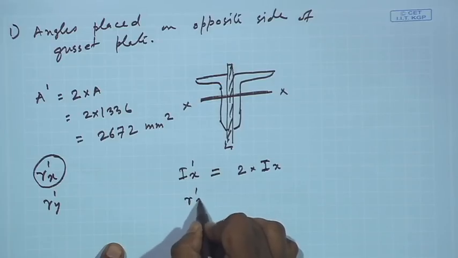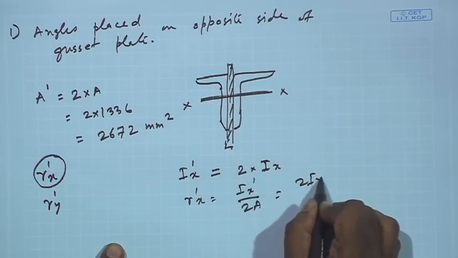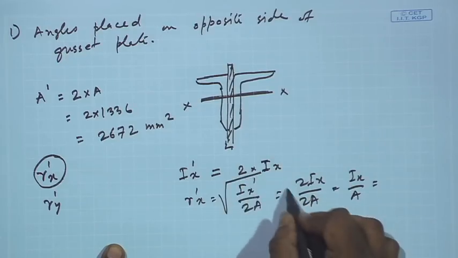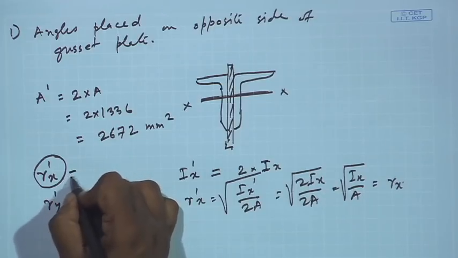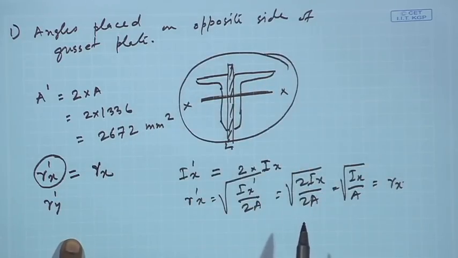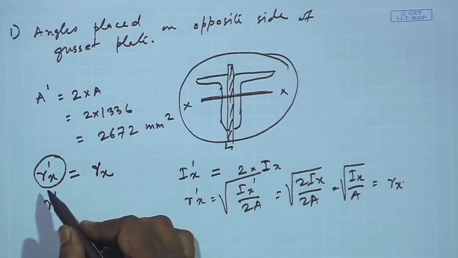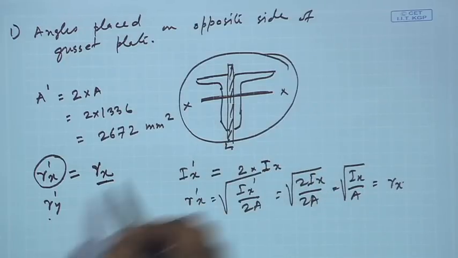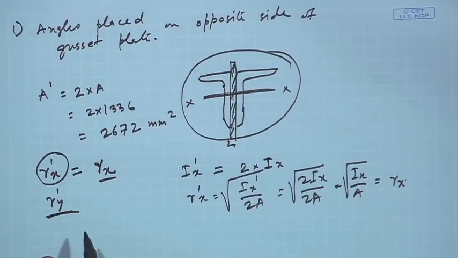So, I can find out r dash x as I x dash by 2 a. So, 2 I x by 2 a, that means I x by a, this will be square root of this. So, root over I x by a, so r x. That means, the r x dash value will become simply r x. So, in this arrangement, we cannot increase the r x dash value, right. So, r x dash value is constant, only we can increase the value of r y dash by changing the gusset plate thickness. Now, let us see how the r y dash value is going to be calculated.